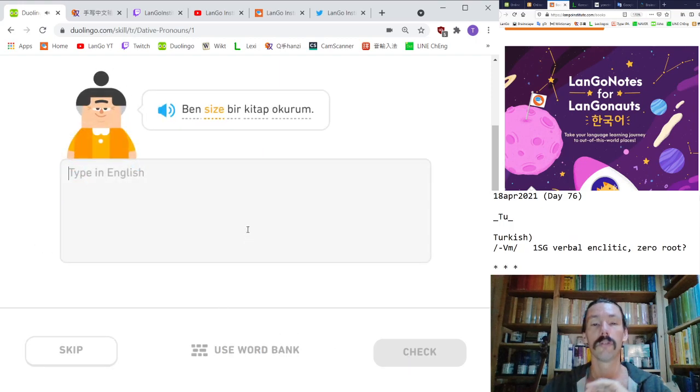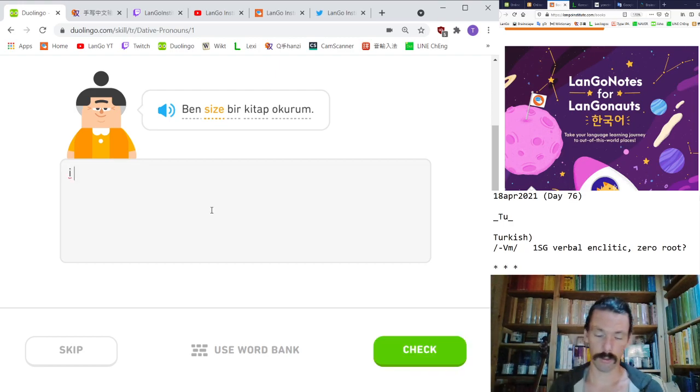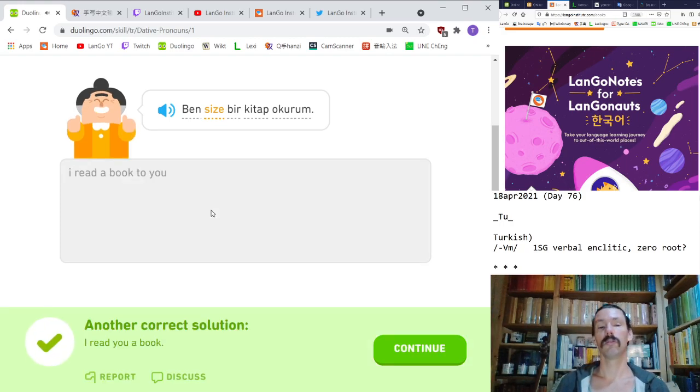Ben size bir kitap okurum. Size is going to be sen, you plural. To you; ben, I read a book. I read a book to you. There we go. So these we call dative, the case of the person to whom something is given, granted. It's the recipient of the verbal action.